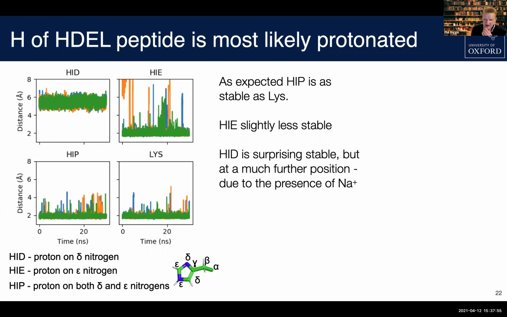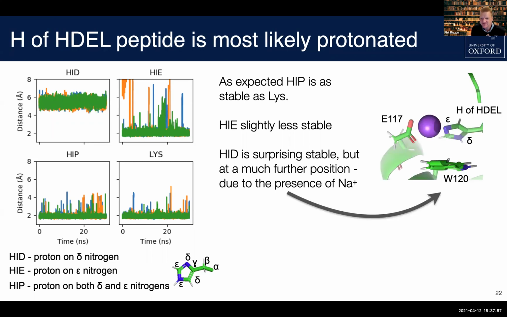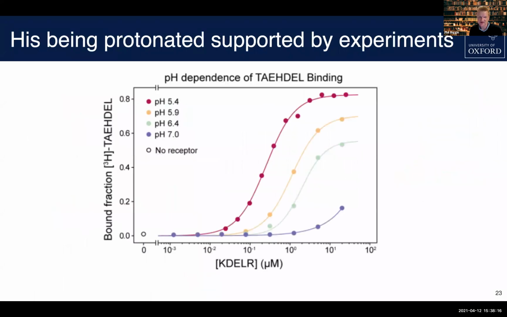Yeah. And the reason is that a sodium ion comes and sits in there and helps to stabilize the interaction between the histidine and the glutamic acid. So that's a little bit of a surprise. We don't know whether that's real or not at this stage. Difficult to really test experimentally, I would say, as well.